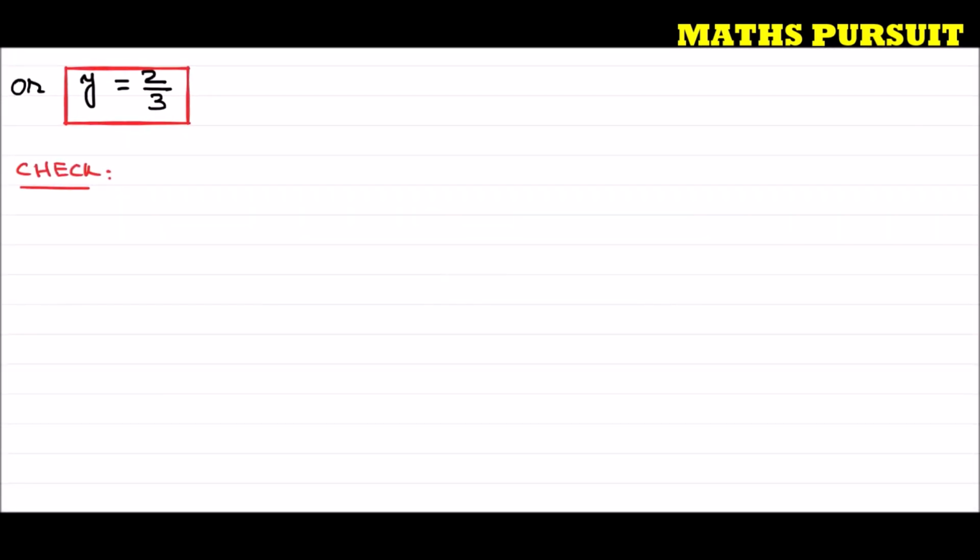The given equation is 15 into y minus 4, minus 2 into y minus 9, plus 5 into y plus 6. This is the given equation, and it is equal to 0. Now guys, let us replace the value of y here.